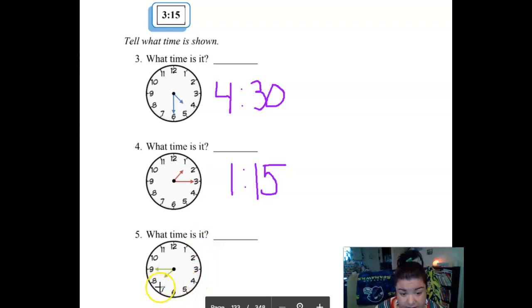The hour hand is between the 7 and the 8, and the minute hand is on the 9. So you're going to take this time now. You're going to write it on your whiteboard. You're going to pause and then unpause to check your answer. Okay, so pause now.